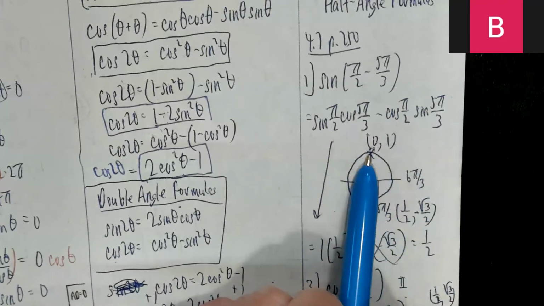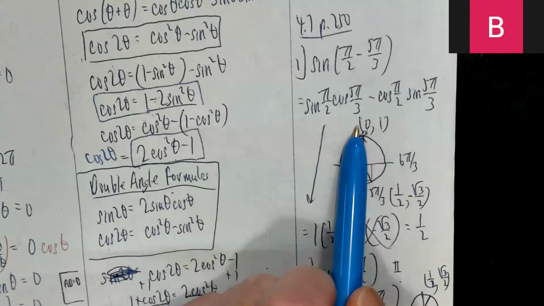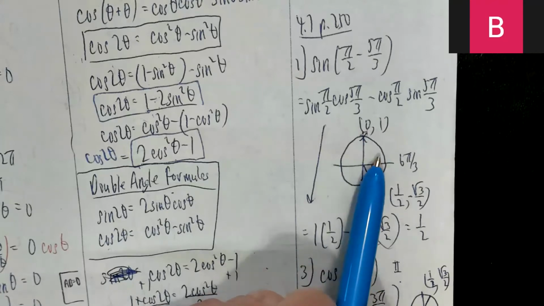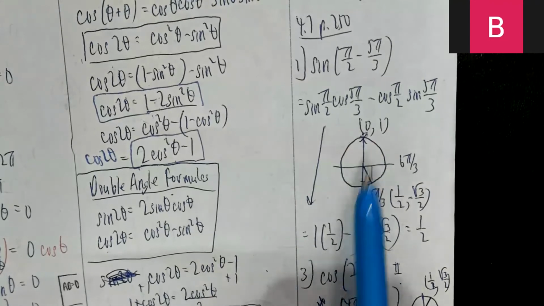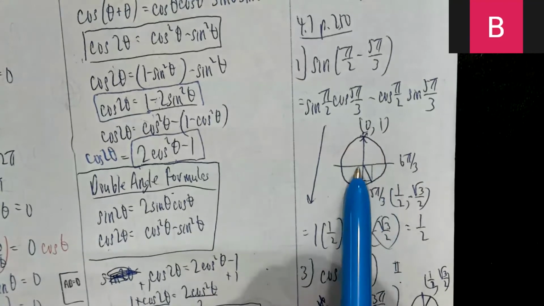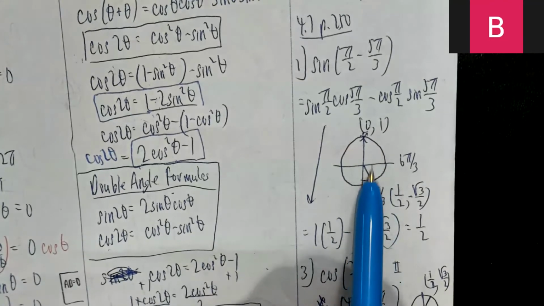Pi over 2 is here. Ordered pair is 0, 1. Where's 5 pi over 3? Well, 2 pi is 6 pi over 3. I back up pi over 3, 60 degrees. Here's 5 pi over 3.